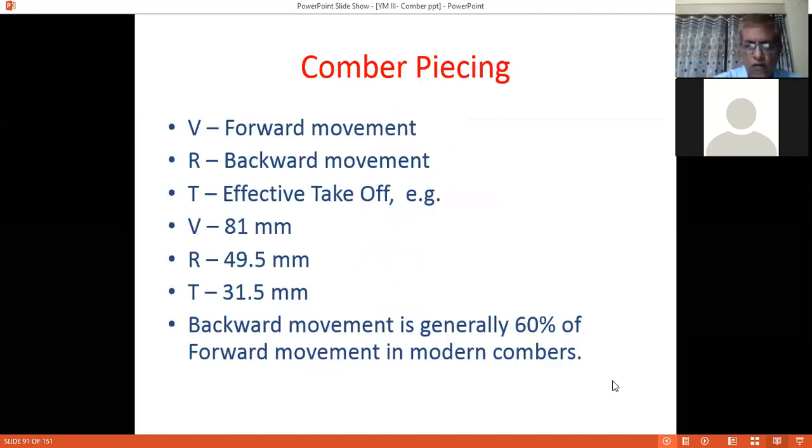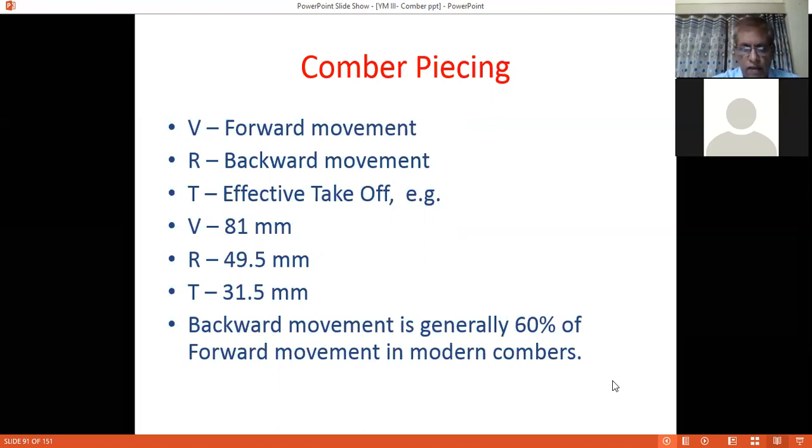This can be explained in another way also, that there is a forward movement of the detaching roller and there is a backward movement of the detaching roller also. So if V is the forward movement, R is the backward movement, then T is effective takeoff.